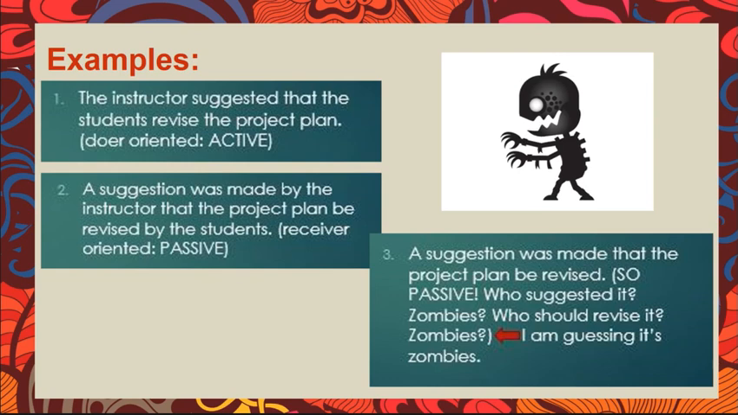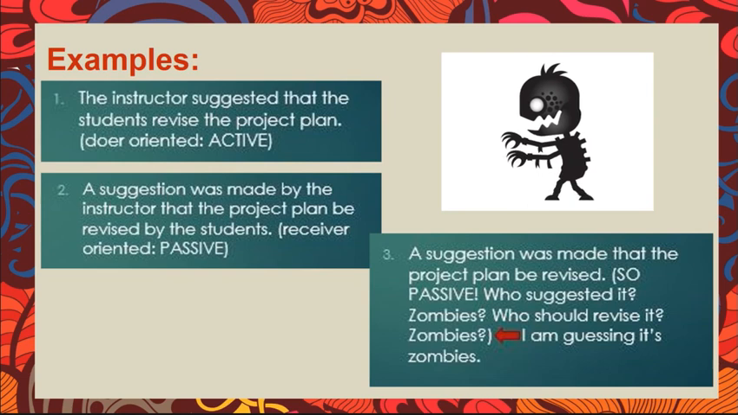Let me give you an example. The instructor suggested that the students revise the project plan. That's active. We have in any sentence a subject, verb, and object. The subject, the instructor, verb, suggested, what, the object, that the students revise their project plan.